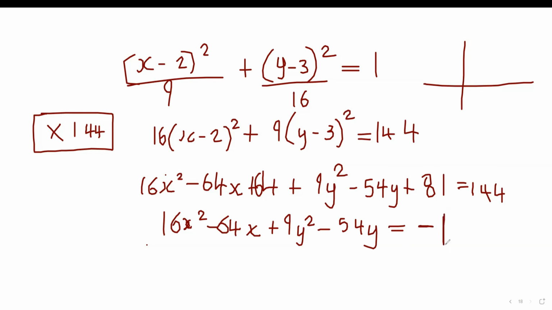Marika, does that make sense? How I get -1 right here? You bring over the constants, so you bring over the 64 and the 81, negative 144 plus 81, right? And then I subtract it. That's how I get the -1. Good.